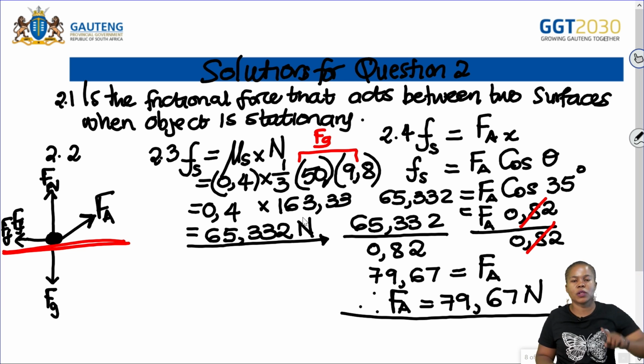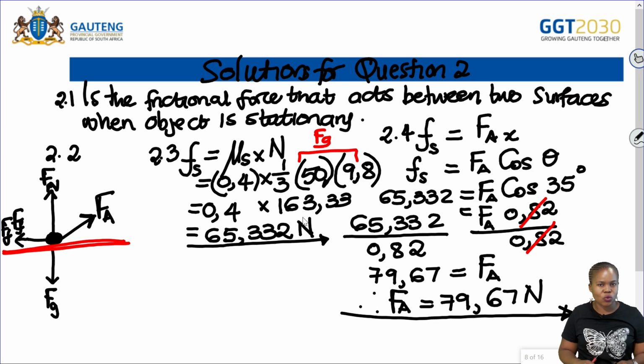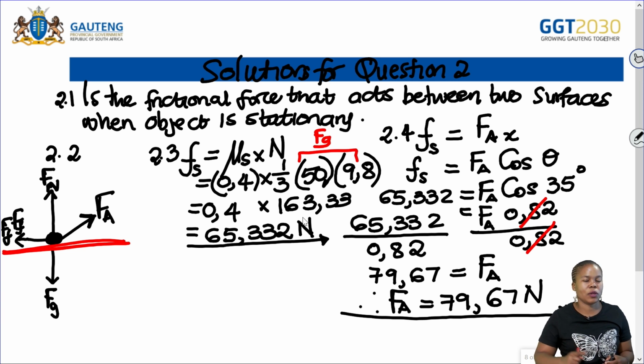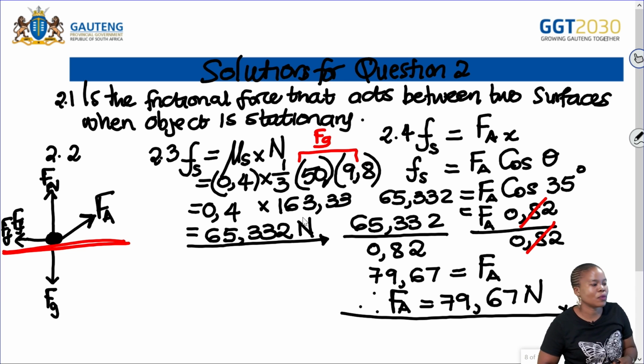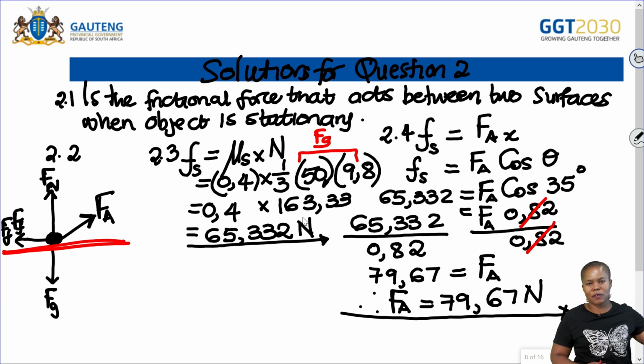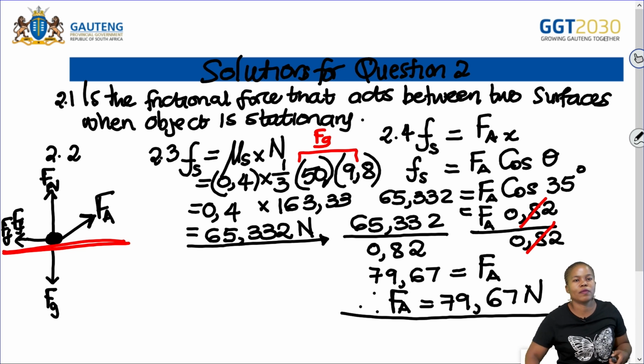Cos of 35 will give us 0,82. Therefore we divide by 0,82 on either side so that we find the force that will be just enough for the box to take off. Remember, your minimum force that will be required for the box to move needs to be bigger than your static frictional force over there, so that the box will then move.